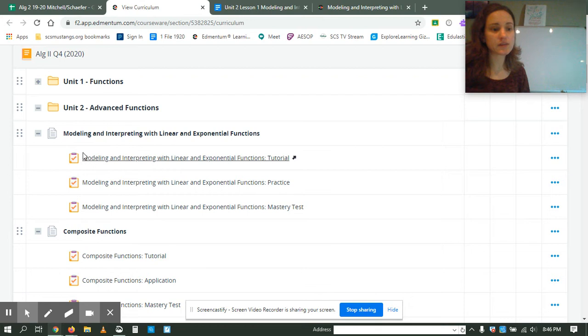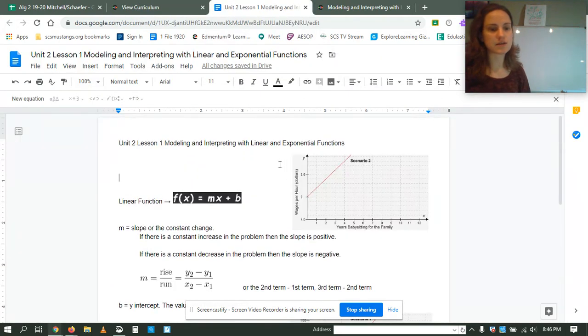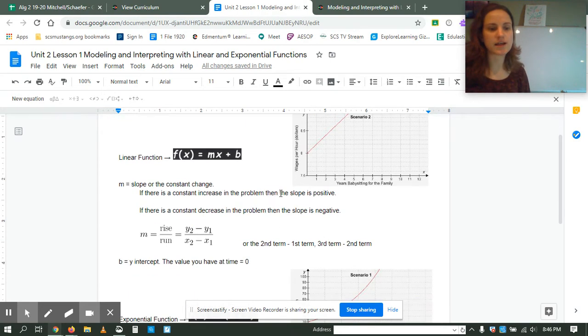Okay, looking at this first lesson that we're working with, we're looking at modeling and interpreting with linear and exponential functions. The linear part is going to be review. The exponential part, some pieces of it are going to be new. If we take a look at the document that I made, a linear function, we've done lots of work with these. It's anything that has the shape of a line or anything in the form of f of x.